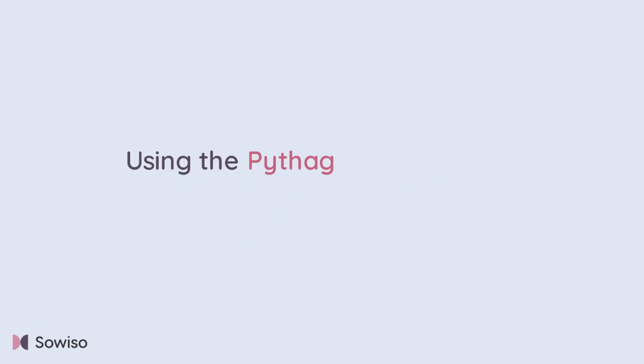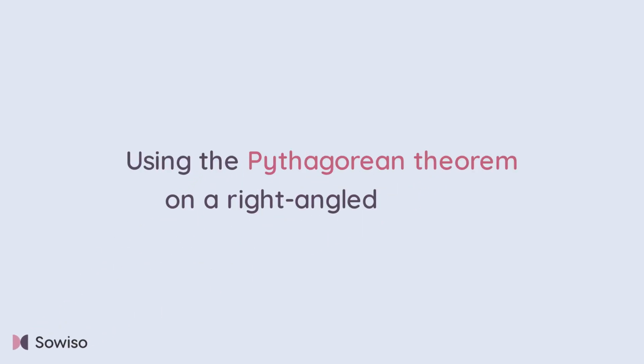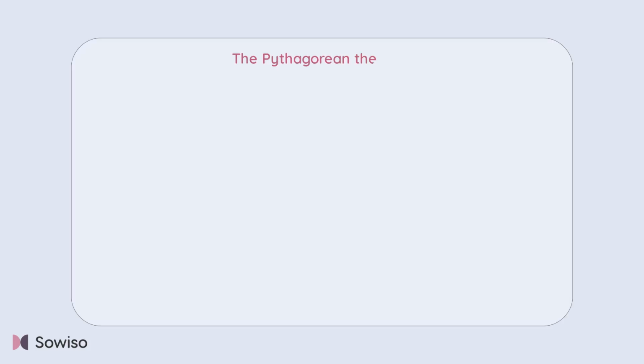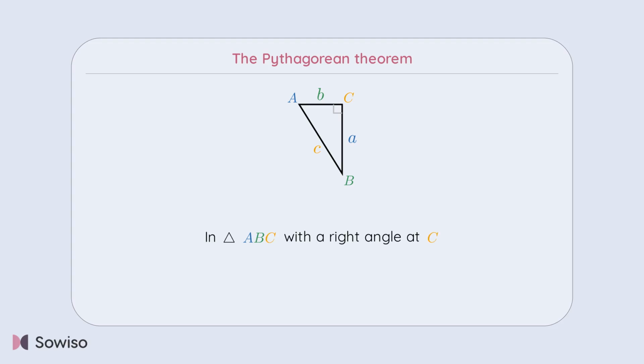In this video, we will show how to use the Pythagorean theorem on a right-angled triangle. The Pythagorean theorem helps us to calculate a missing side in right-angled triangles. Let's have a look at a right-angled triangle ABC with a right angle at C.